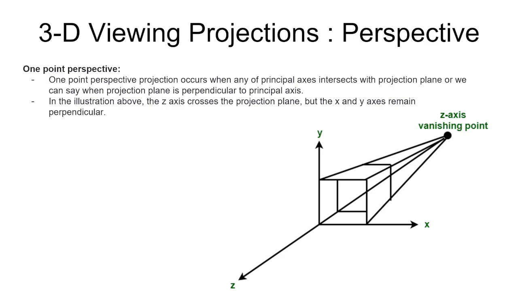One is one-point perspective. One-point perspective projection occurs when one of the principal axes intersects the projection plane, or we can say when the projection plane is perpendicular to the axis. So we can see that the projections of the x and y axes are parallel to the plane, and the lines along the z axis converge, which is where the vanishing point is. So that's one-point perspective, where there is only one vanishing point, and it is perpendicular to the x and y axes.